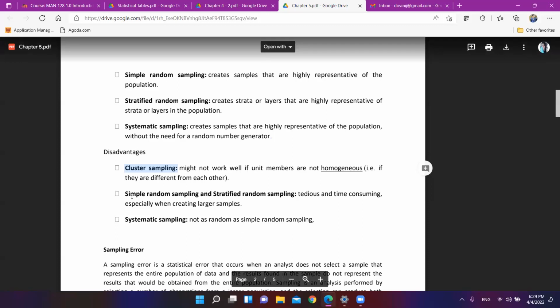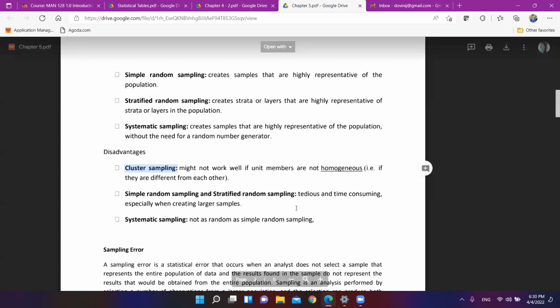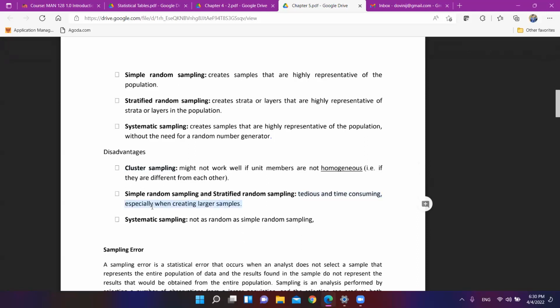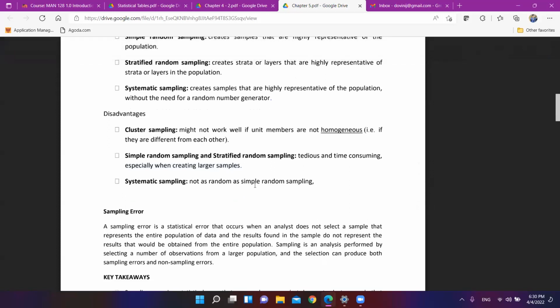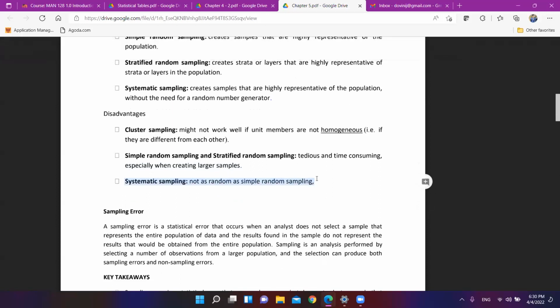Okay, so then again, the disadvantage of simple random sampling and stratified random sampling is tedious and time consuming. See, if you have a time limitation, you can't go for this, especially when creating large samples. You have to go with cluster. Systematic sampling, not as random as simple random sampling. Okay, this is not that random.